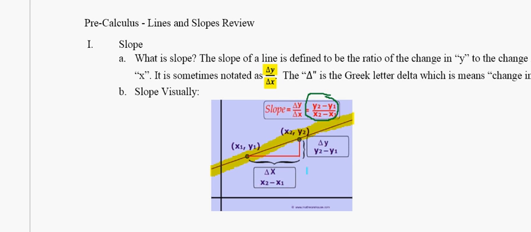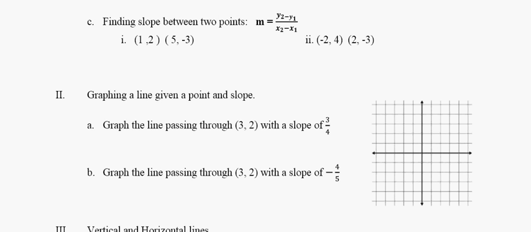The difference in the two y's refers to the rise. The rise is right here. It's the difference in the vertical, or it's the vertical change in the line. Then the difference in the two x's represents the horizontal change in the line. So right here represents the horizontal change in the line. So this formula should be very familiar to you. Let's take a look at how to use it.